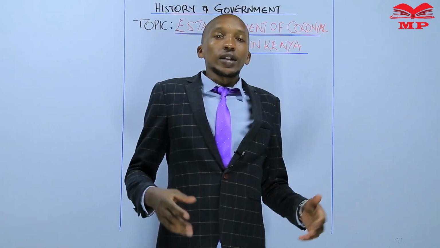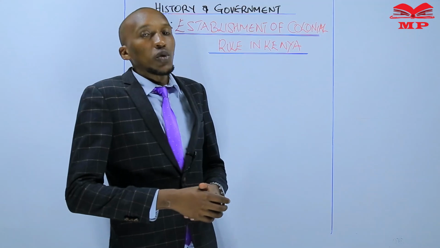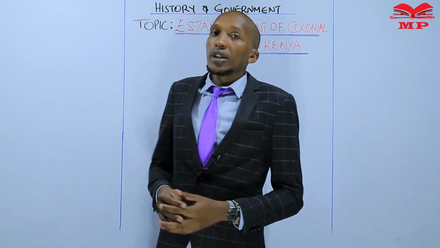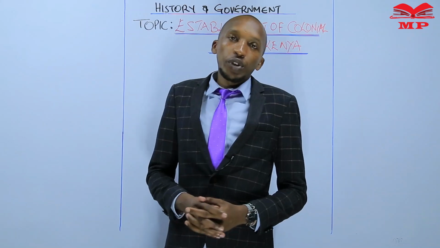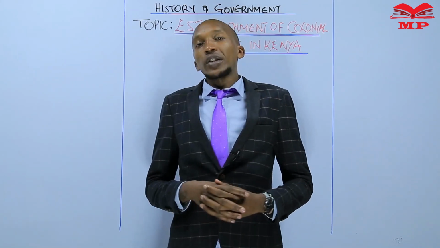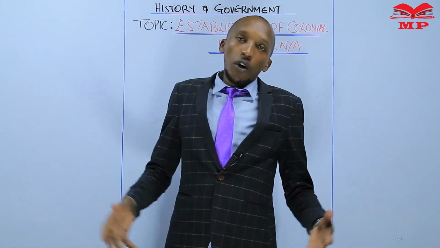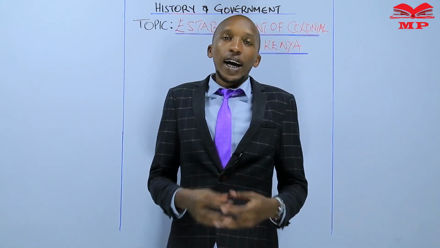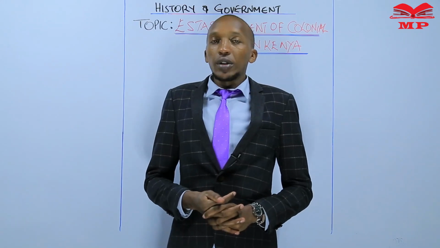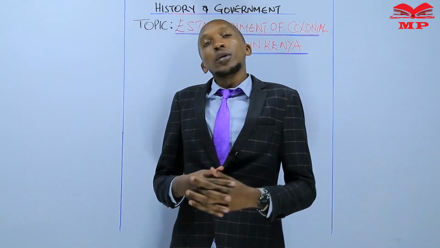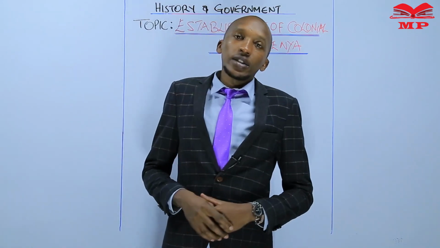But at some point, it was overwhelmed. The duty became too much because the land was quite big and they did not have enough resources. So the British government decided to send in more officials to act directly on behalf of the British government. And that is how they ended up establishing and occupying the Kenyan territory.